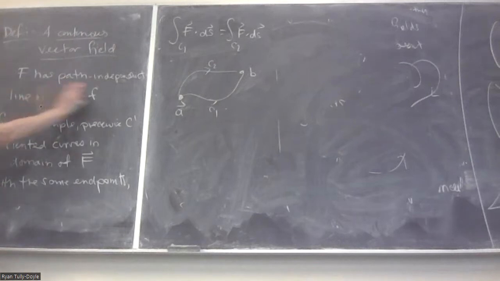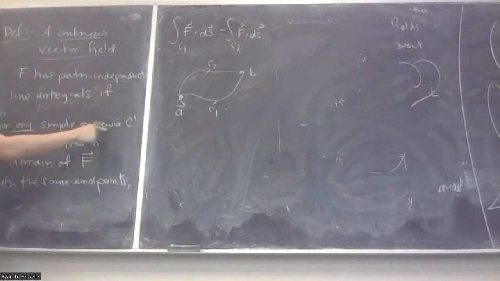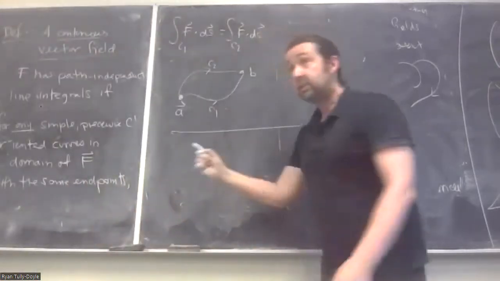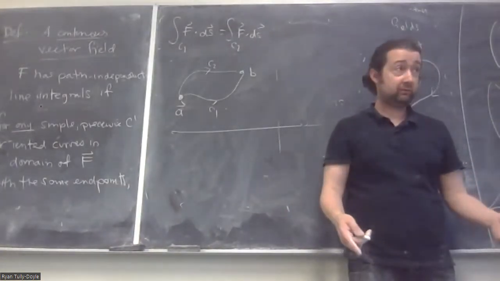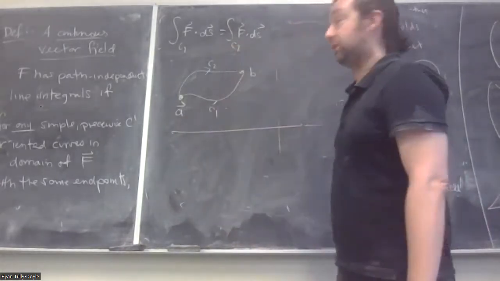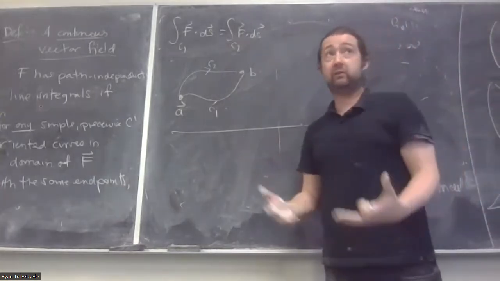F has path independent line integrals if for any simple piecewise C1 oriented curves in the domain of F with the same endpoints, the two integrals are the same. And this is actually a quite strong condition because any two endpoints and any two curves, basically, must have the integrals be the same. So it's not a feature of particular points, it's a feature of the vector field. The whole vector field is path independent.